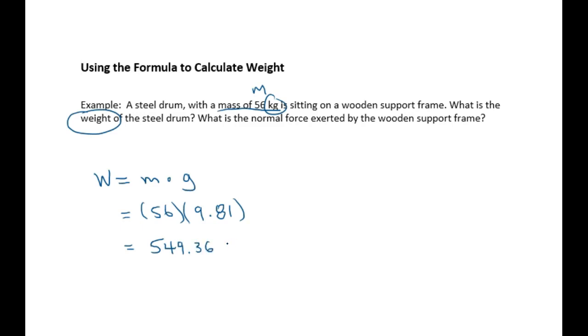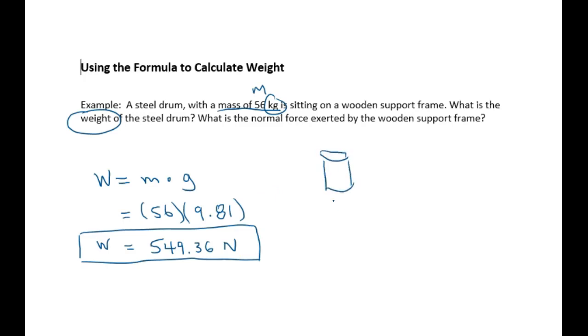549.36. And remember, this is a force, so the weight is given in newtons. So the weight is actually 549.36 newtons. If we think about what's happening here, we have a steel drum sitting on some kind of wooden support system. Remember, this has a mass of 56 kilograms, so the force of gravity is pulling it down, and we have a weight of 549.36 newtons. But remember, we have a normal force happening from the wooden support frame as well.